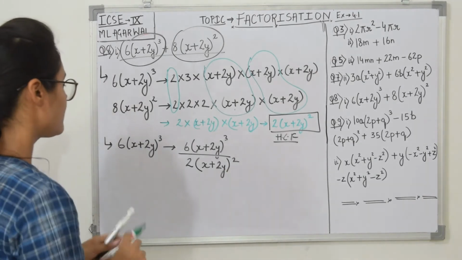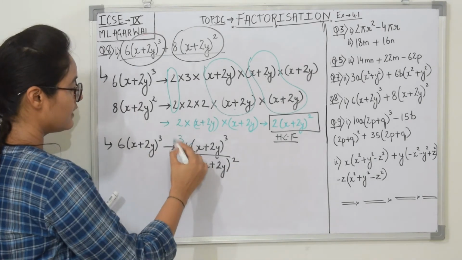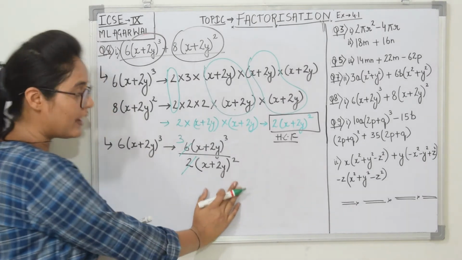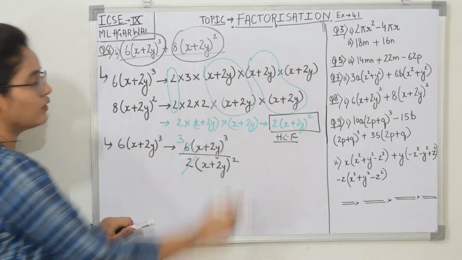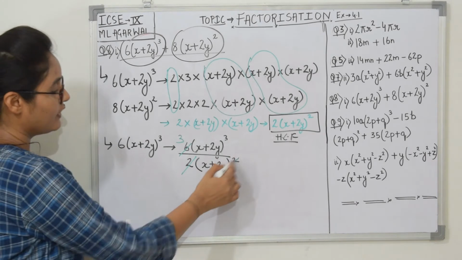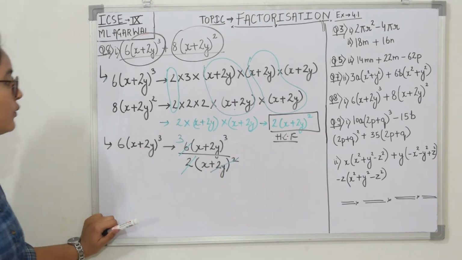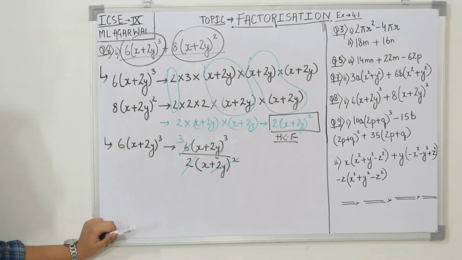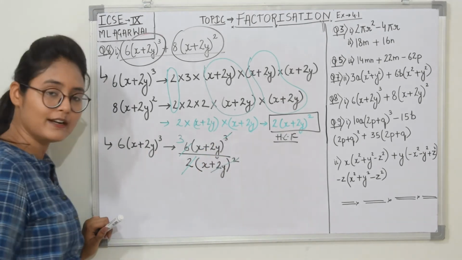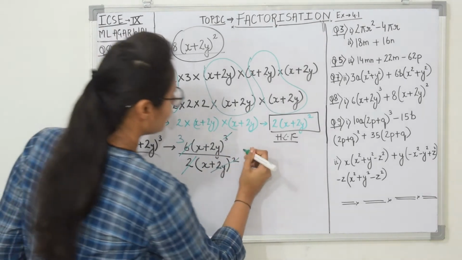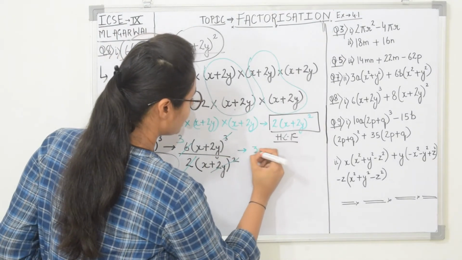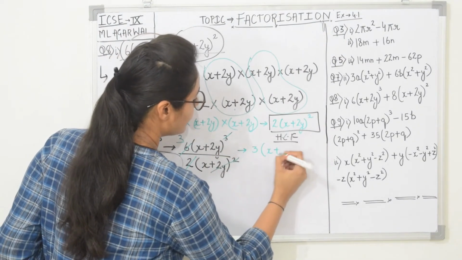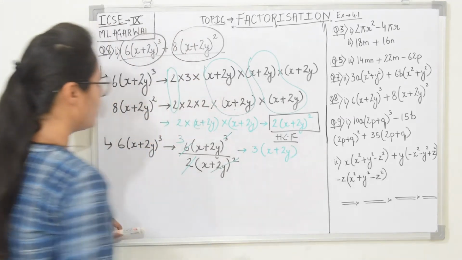It is going to give us what? 2 3s are 6. (x + 2y) whole square, (x + 2y) whole cube. Okay, we are having (2x + 2y) whole square downwards, and we are having 3 in the numerator. So we will be left with 1 (x + 2y) as a whole, and the remainder which we will be left with is 3 in bracket (x + 2y).